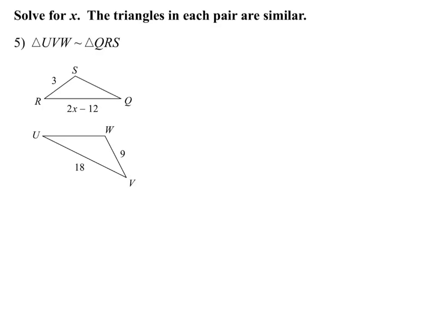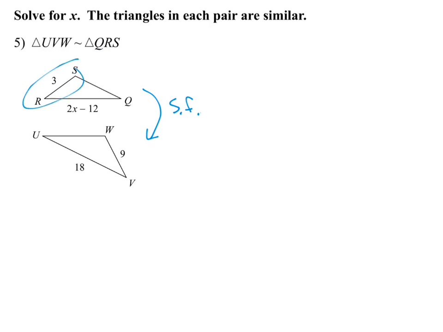We need to solve for x, and the triangles in each pair are similar. That's going to be important for figuring it out. So we got this small triangle is similar to this large one, and we do need to figure out what the scale factor is, which I call SF. What do you times the small one by to get the big one? Well, to figure that out, you have to figure out from what side goes to what side, and you can figure that out in the names here.